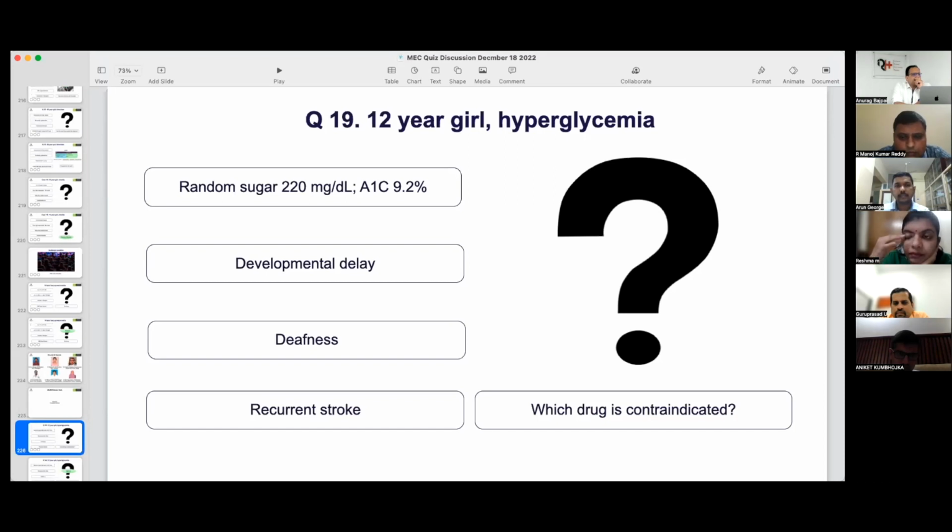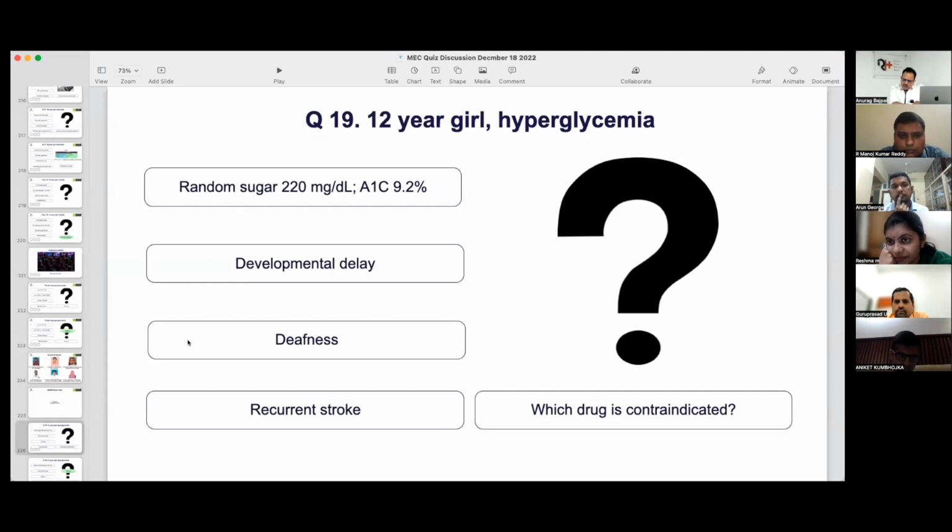Diagnosis Dent syndrome and drug contraindicated would be sulfonylureas. So the diagnosis is wrong. So we'll go forward. Aniket, Dr. Aniket? Yes, sir. Probably this is MELAS and metformin should be avoided. So I think that's a perfect answer. This is a mitochondrial form of diabetes and metformin should be contraindicated. So 5 marks directly to Dr. Aniket.